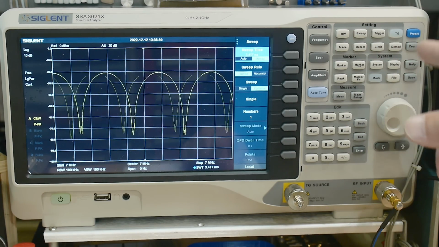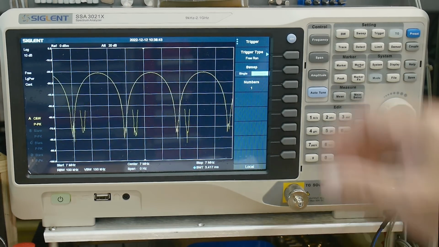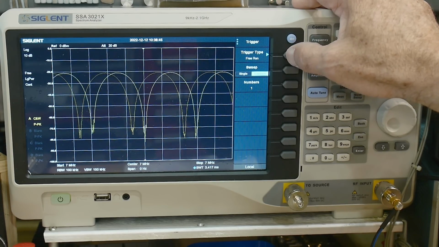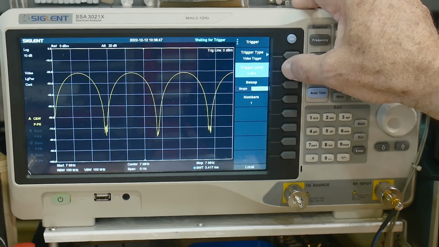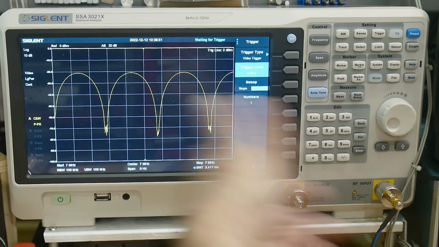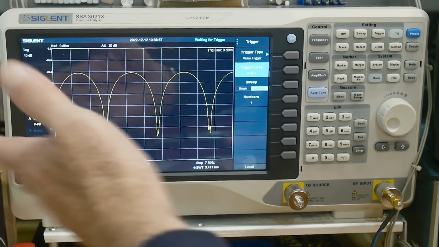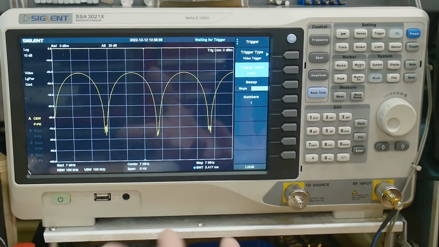Well, there is a trigger button. We're going to set trigger, and the only time you use triggering is with the zero span stuff. So there's free run mode, and we're going to set it to video trigger. What does video trigger mean? Video is this signal. It's an old term from history, and they call the actual signal the video.